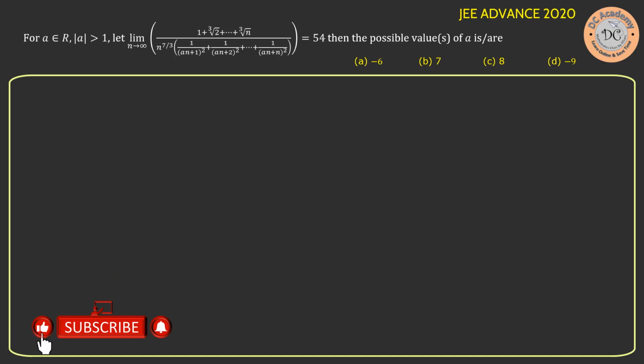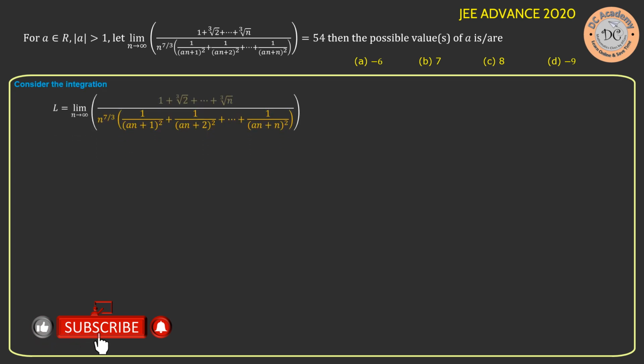So first we consider the given limit as L. The algorithm I thought of is that first we calculate the value of the limit L as a function of a, and then we equate it to 54, and then we obtain the value of a. That's the algorithm. So here we recall one formula: the limit as n tends to infinity of the summation, r equal to a to pn, of 1 by n and function of r by n.